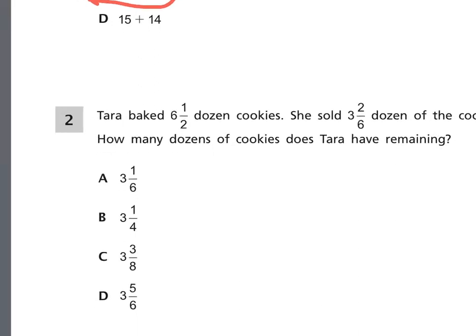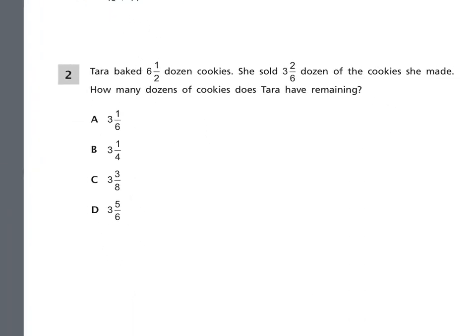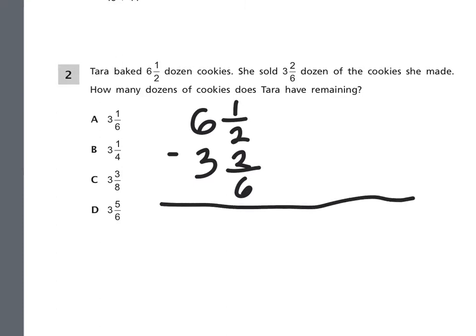Number 2. Tara baked 6.5 dozen cookies. She sold 3 2/6 dozen of the cookies she made. How many dozen cookies does Tara have remaining? So, this is how much she had in the beginning, 6.5. She sold it, which is subtraction, because when you're selling things, you're losing it. You're gaining money, but you're losing whatever item you're selling.